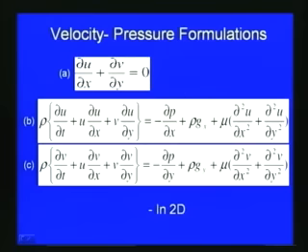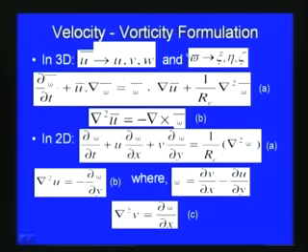So, these three equations, including the continuity equation and two momentum equations, are the equations used in the velocity pressure formulation for the Navier-Stokes equation. These equations are called primitive variable formulations, and this is the most commonly used form of the Navier-Stokes equation for most fluid flow problems. And then the second one, the velocity vorticity formulation.